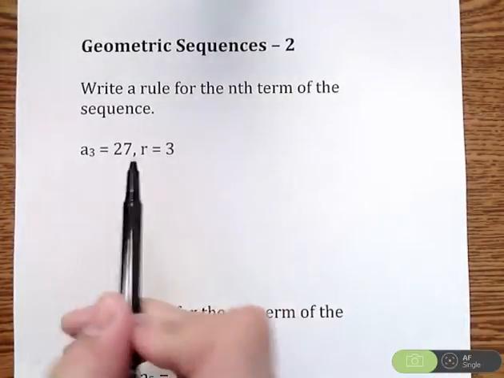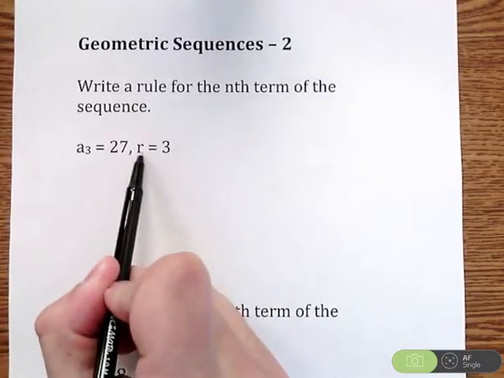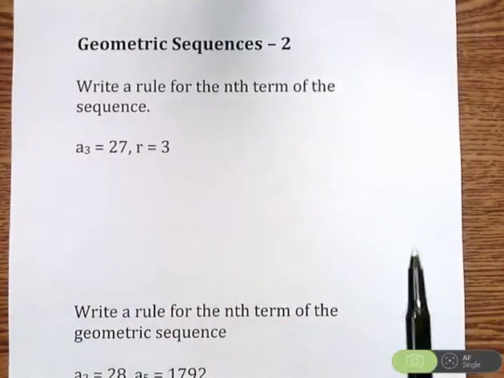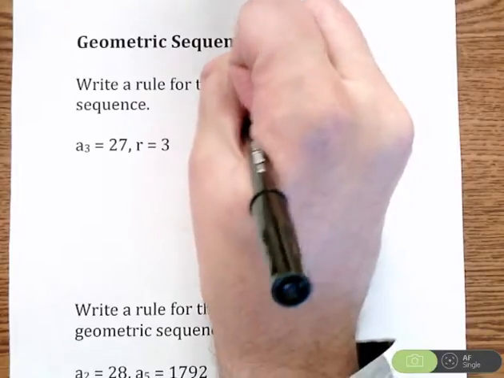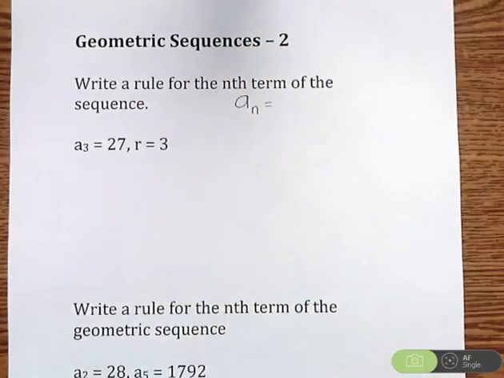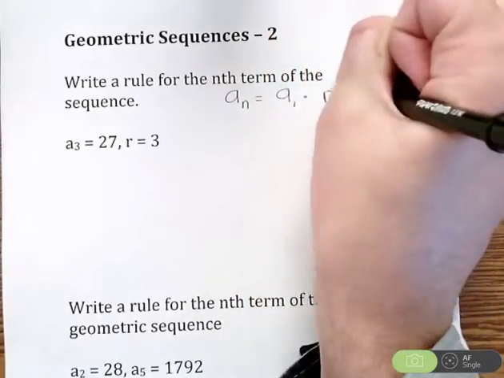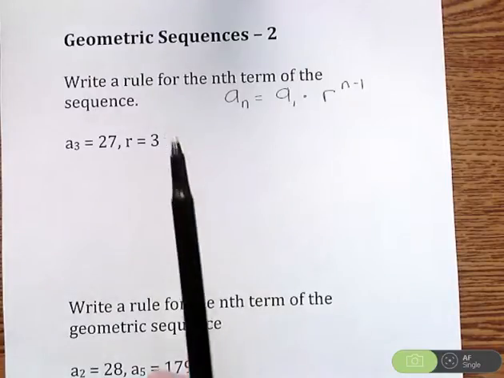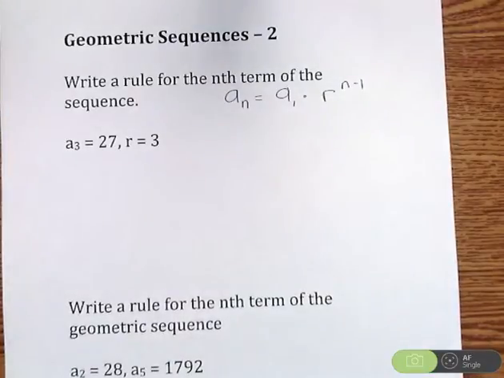Well, you actually know by what they give you. They give you a3 equals 27, and they tell you r is 3. If they're telling you what r is, a ratio, that always and only deals with a geometric sequence. So I know I'm dealing with a_n equals a_1 times r raised to the n minus 1. Because of r, that's how I knew it was geometric. If that was d there, I would have known it is arithmetic.